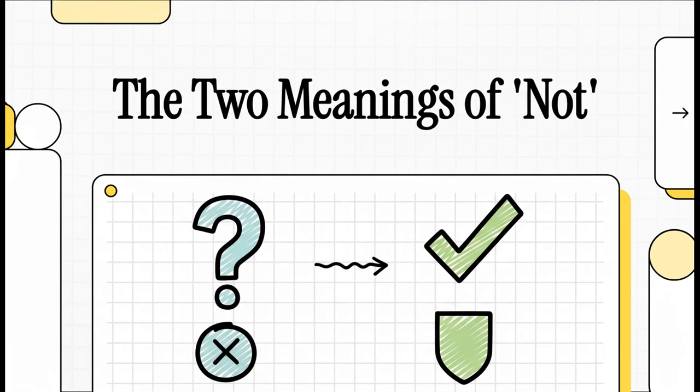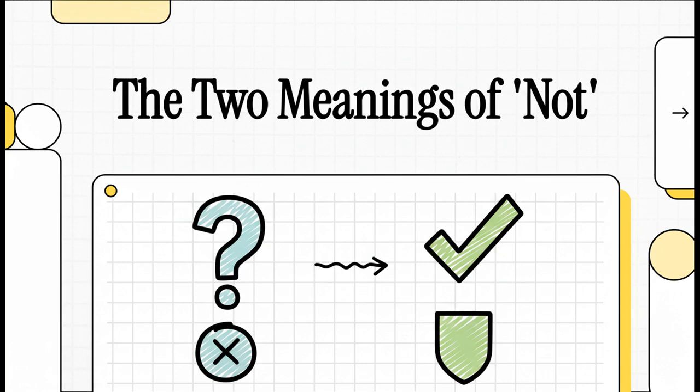Hey everyone, let's talk about a word you probably use, I don't know, 100 times a day without even thinking about it. The word not. Super simple, right? Well, what if I told you that in the world of advanced logic, this tiny, everyday word actually splits into two completely different ideas? Yeah, it's kind of wild. You ready to see how deep this rabbit hole goes?